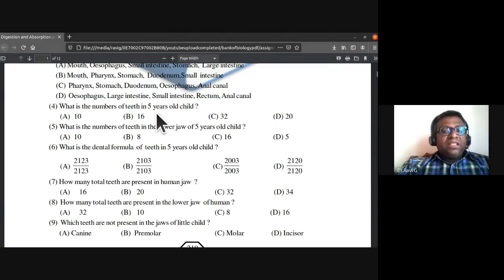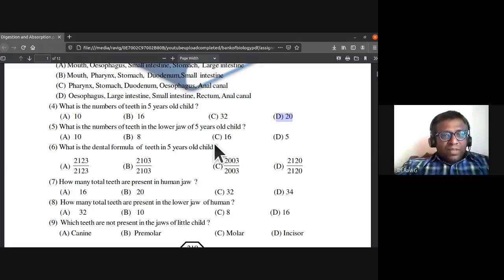What is the number of teeth in a 5-year-old child? See, this milk set of teeth is from 5 to 6 months to 6 to 7 years of age, isn't it? So the milk set of teeth in a 5-year-old child would be 20. Fourth is D.